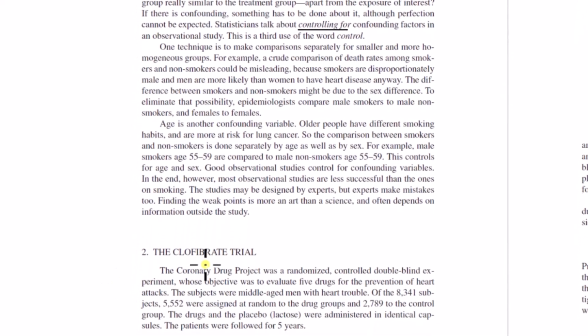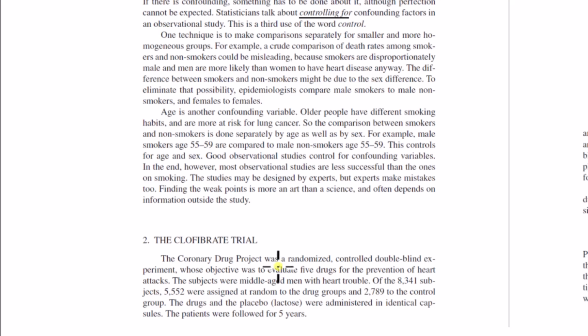Okay, the clofibrate trial. The Coronary Drug Project was a randomized, controlled, double-blind experiment, like we talked about in the previous chapter, whose objective was to evaluate 5 drugs for the prevention of heart attacks. The subjects were middle-aged men with heart trouble. Of the 8,341 subjects, 5,552 were assigned at random to the drug groups, and 2,789 to the control group. The drugs and the placebo were administered in identical capsules. The patients were followed for 5 years.